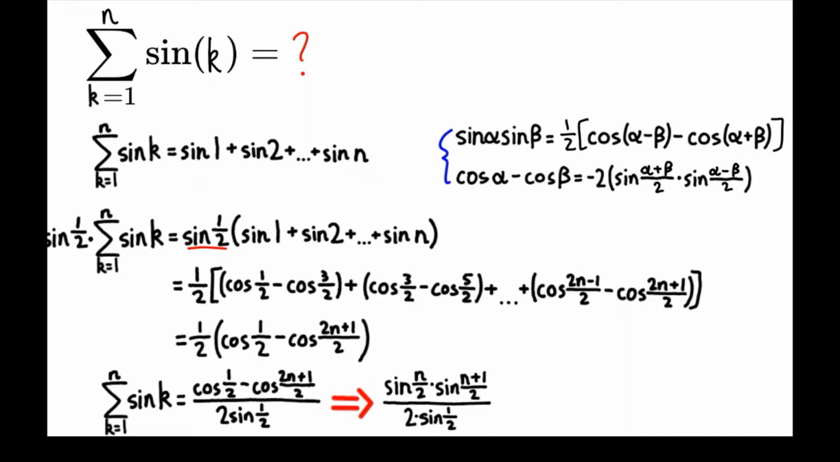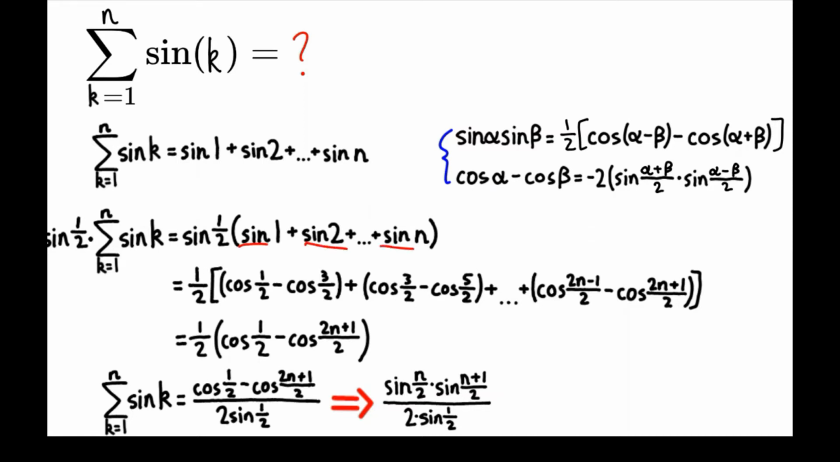You'll see why we do this soon. So we have a formula when we multiply sine something times sine something else. That is this formula over here. Sine alpha times sine beta is equal to cosine alpha minus beta minus cosine alpha plus beta, all that multiplied by 1/2.